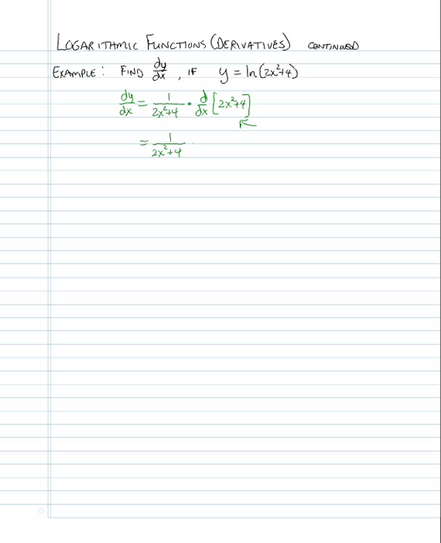1 over 2x squared plus 4. The derivative result, of course, is 4x plus 0, or just 4x. And then that would give us 4x over 2x squared plus 4.